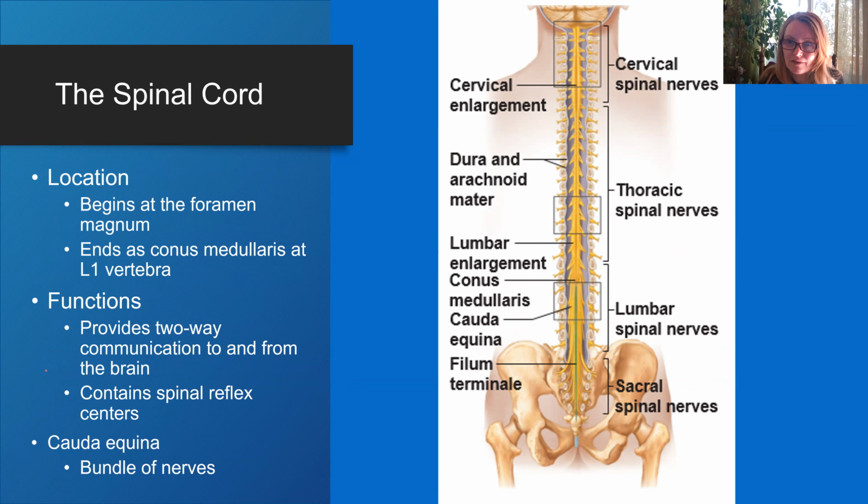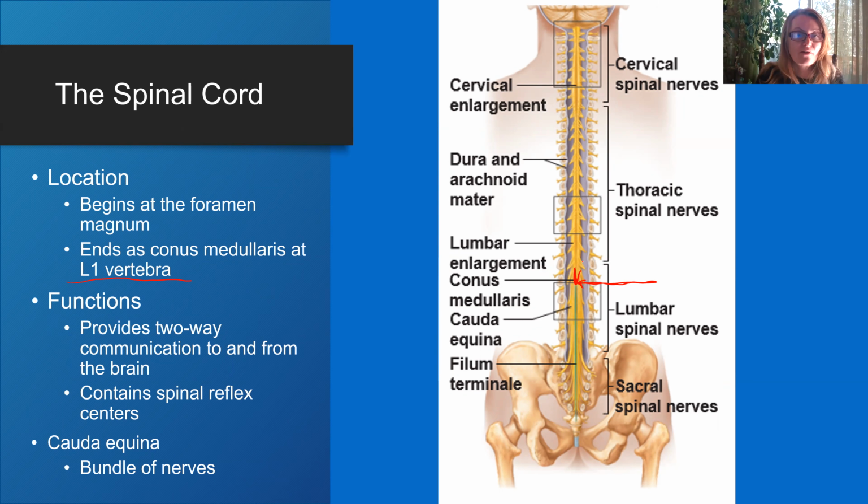Now, spinal cord. Why are we talking about the spinal cord? Because we are talking about the CNS, central nervous system, brain and spinal cord. So location: it begins at the foramen magnum, and it ends at the conus medullaris, like right there, and that's about at the L1 vertebra level. You remember we have 5 lumbar vertebrae, and then we have the sacrum and coccyx. So actually your spinal cord ends right here. So it's way shorter than your vertebral column.